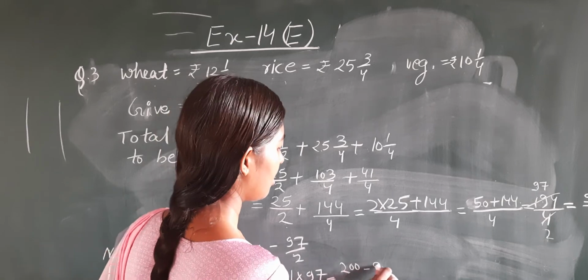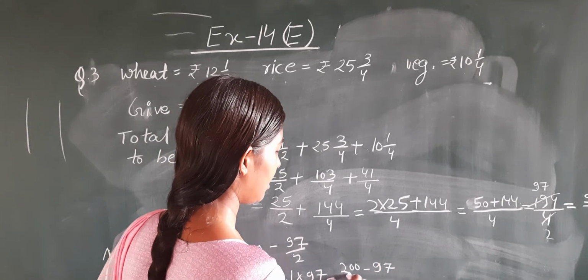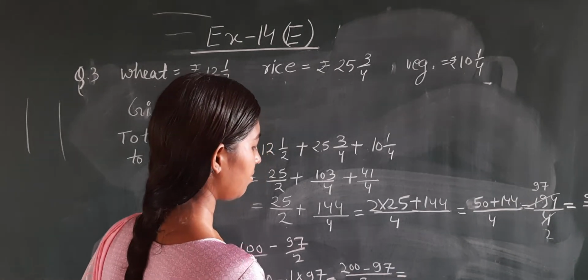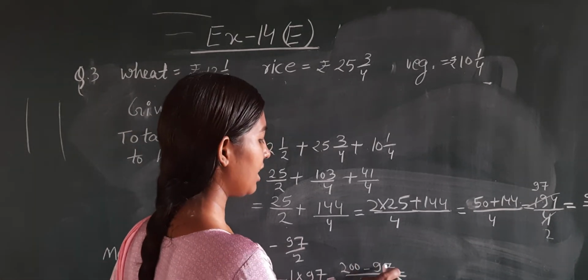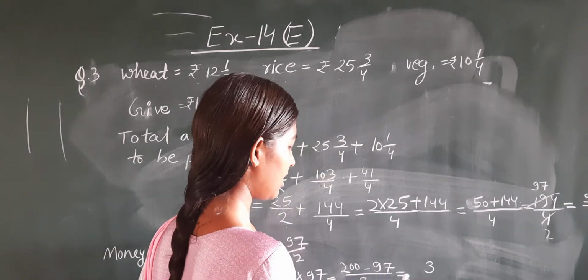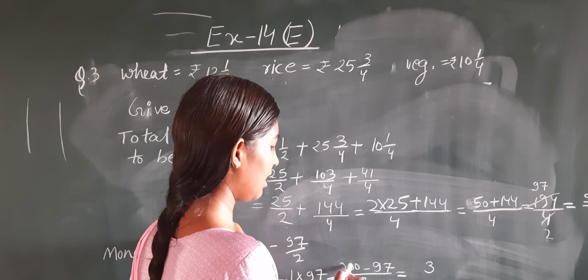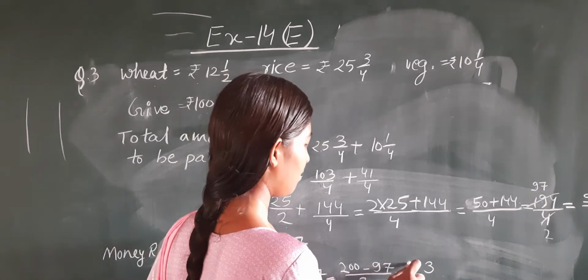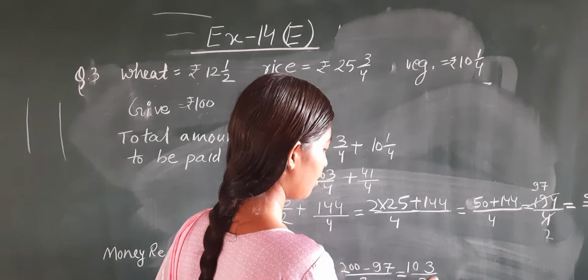So it is equal to 200 minus 97 upon 2. So 10 minus 7 is 3, 10 minus 7 is 3, and 9 minus 9 is 0, and here 1 upon 2.